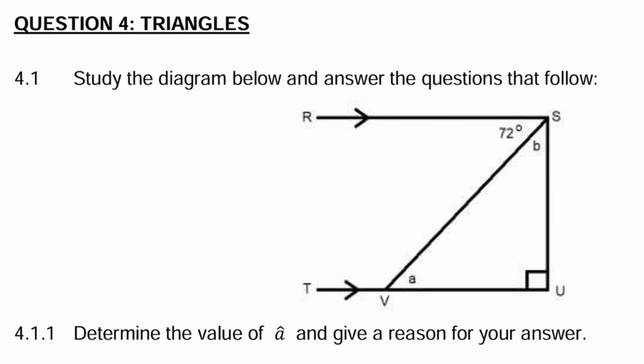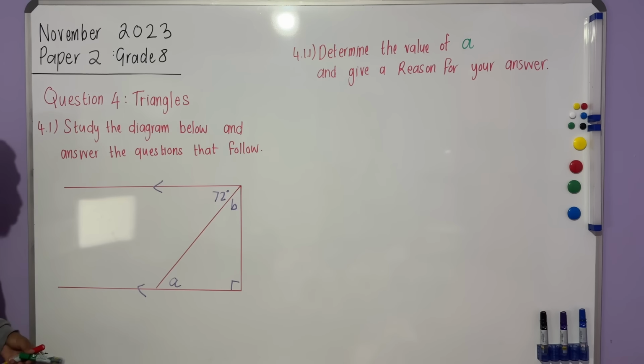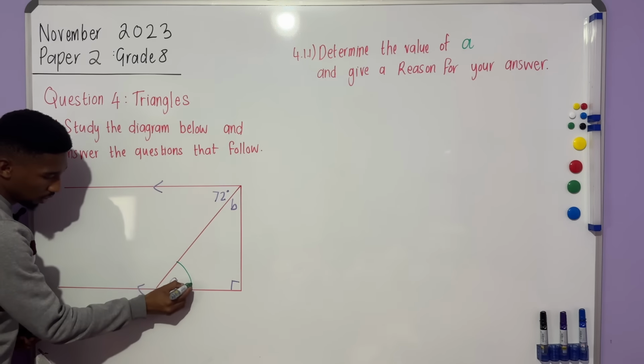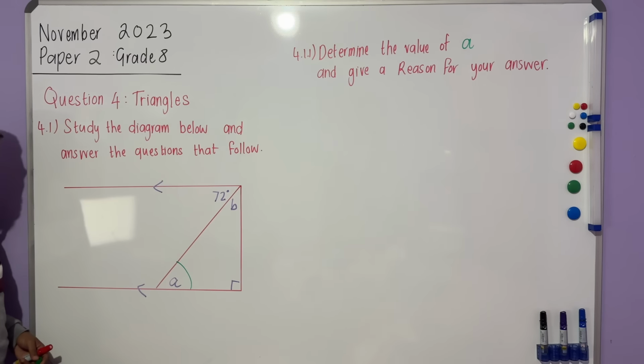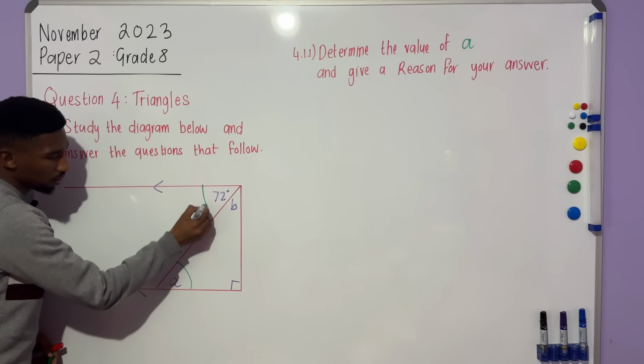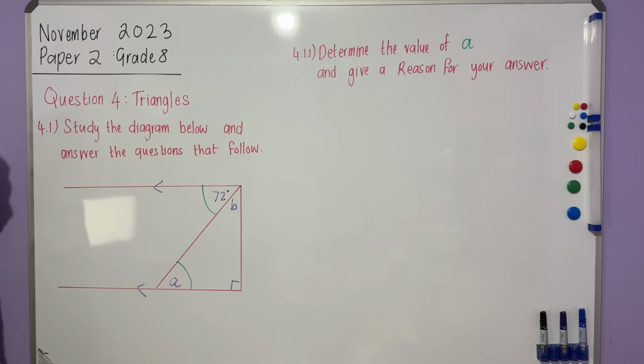In question 4, we are covering the topic triangles, and in 4.1 it says study the diagram below and answer the questions that follow. 4.1.1, determine the value of a and give a reason for your answer. Again, we're looking for an angle that we do not know. That's that angle A over there, and there's an angle that we know. The angle we know is 72 degrees.